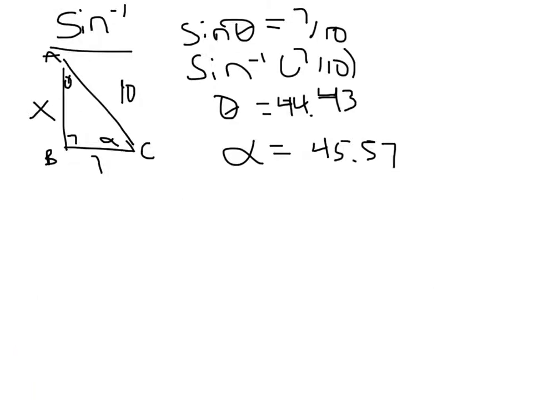For my sine to the negative first, this is how I find the missing angles. So for the theta angle, which is at A, I did sine of theta equals 7 over 10, and then I did sine to the negative first of 7 over 10, and I got theta equals 44.43, and then I would just subtract 44.43 from 90 to get 45.57.